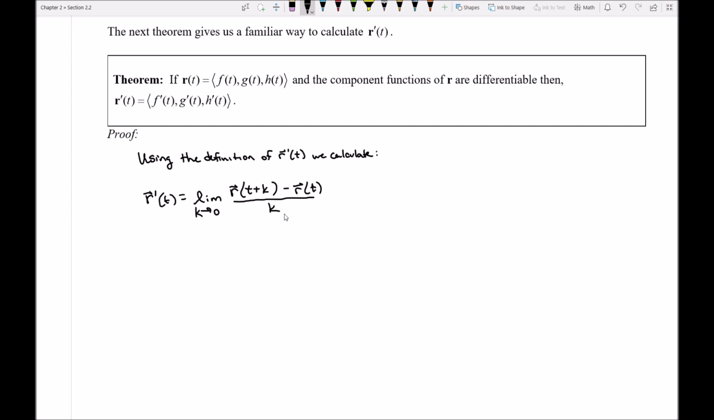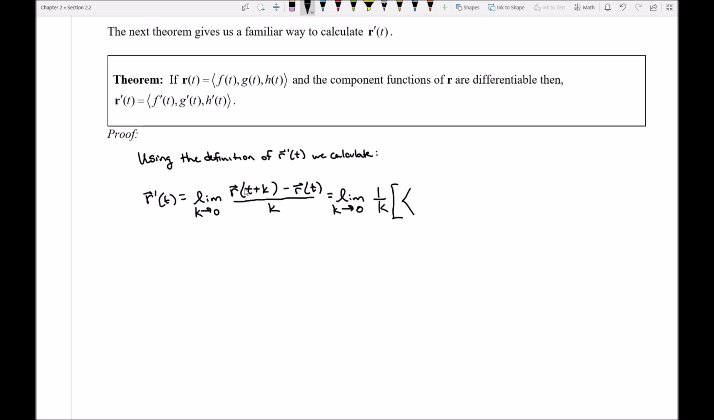I need to figure out how I can get from here to this cool shortcut. So I'm going to manipulate the limit a little bit. First off, one of the things that we could do here is rewrite this. I'm going to take this 1 over k that's here and pull that off to the side. And then I'm going to think about expressing my two vectors here.